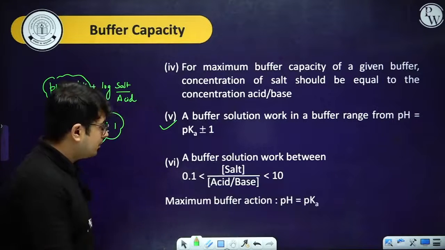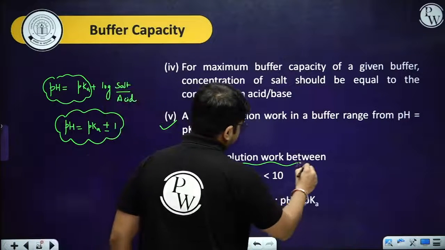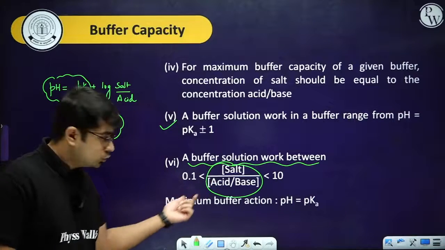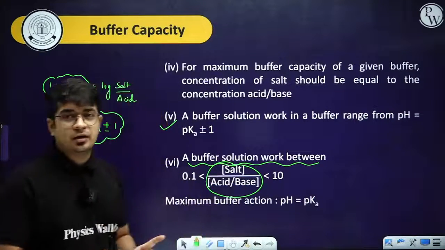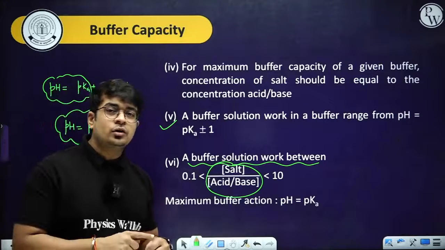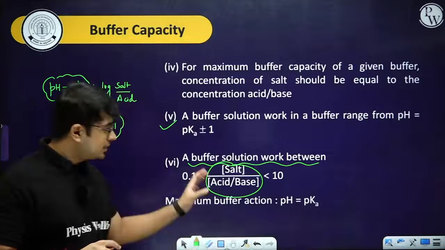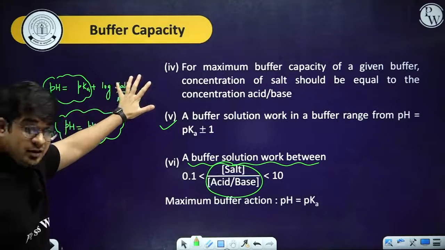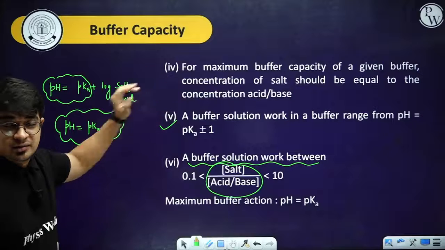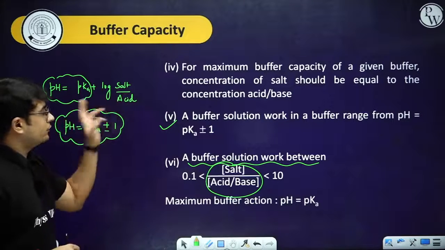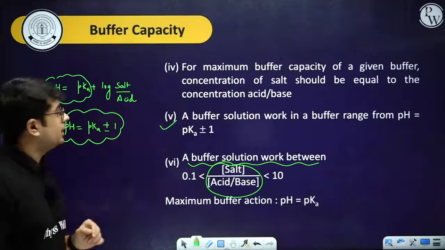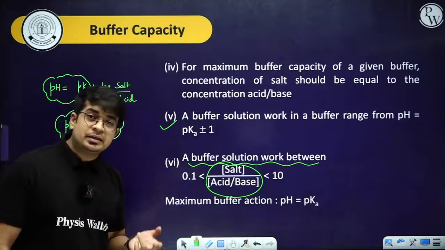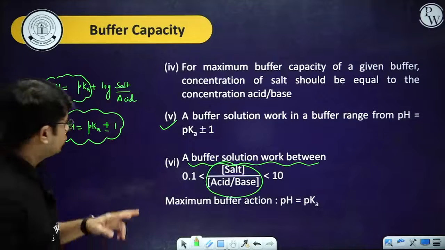Or you can say a buffer solution works between a concentration ratio of salt upon acid or base of 0.1 to 10. In between that entire range, 0.1 will give the minus 1 value, 10 will give the plus 1 value. So that is another aspect of the entire portion. If that ratio becomes 1, that is the maximum buffer action. But it can be 0.1 upon 1, that is pKa minus 1, or 10 upon 1, that is pKa plus 1. Okay, so both the things are there.